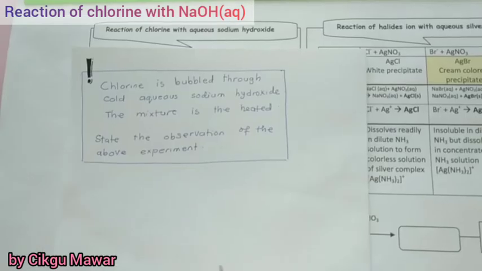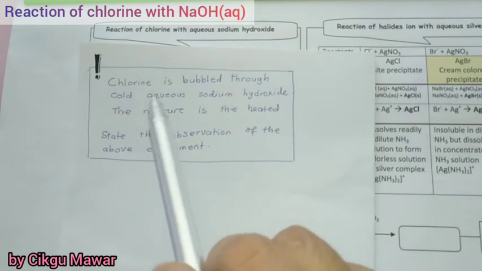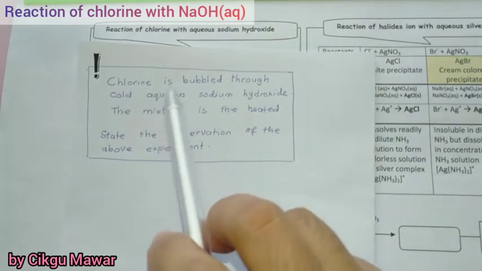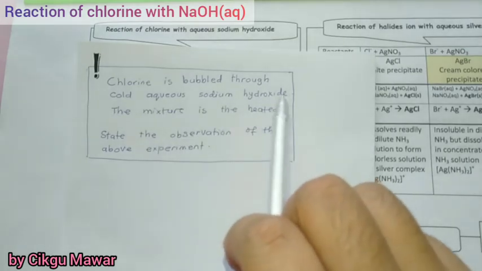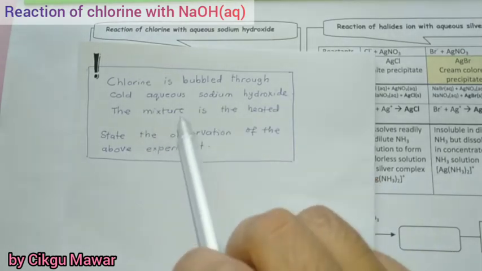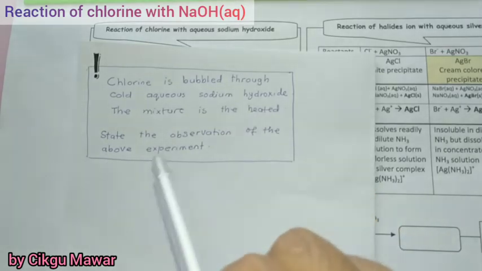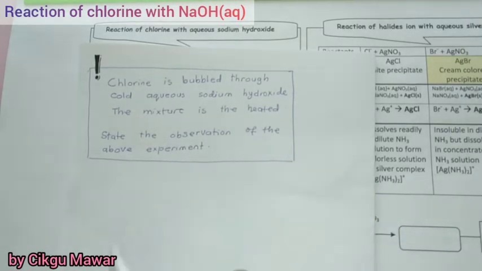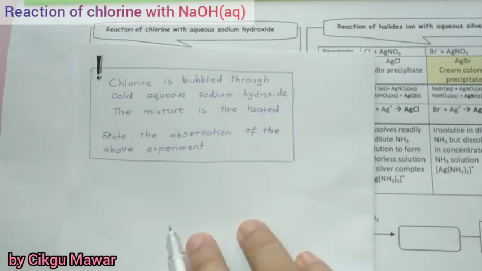I start my lesson today by giving you an observation question here. Chlorine is bubbled through cold aqueous sodium hydroxide. Then the mixture is heated. State the observation of the above experiment. So, what do you understand about this question, class?